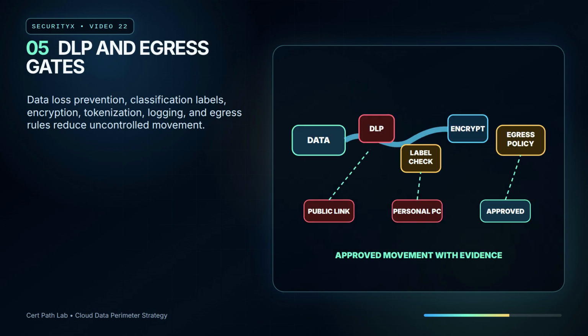A data perimeter must control movement, not just login. DLP rules, classification labels, encryption, tokenization, watermarking, cloud storage policies, and egress controls help prevent sensitive records from leaving through email, unmanaged sharing links, public buckets, personal devices, or unsanctioned SaaS. The goal is not to block all movement. The goal is approved movement with evidence.